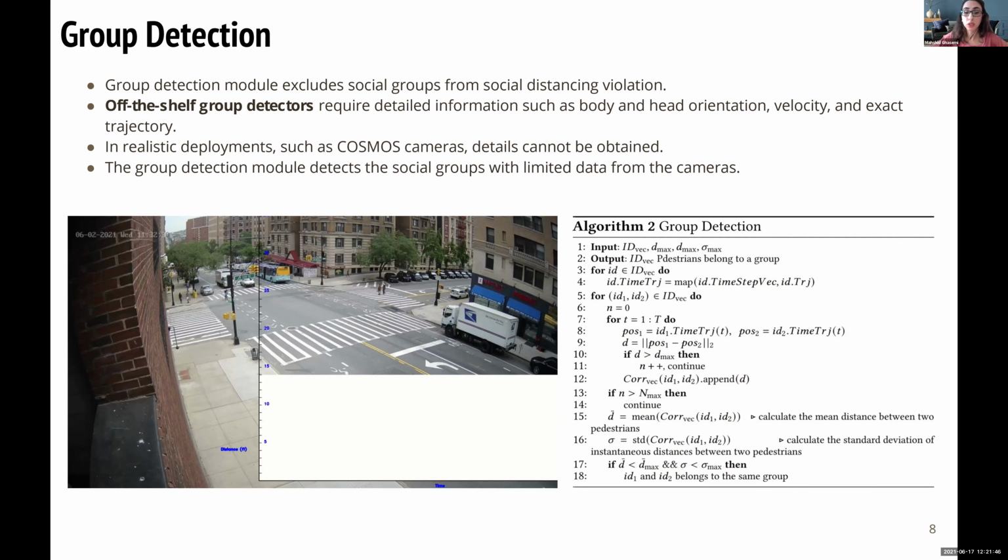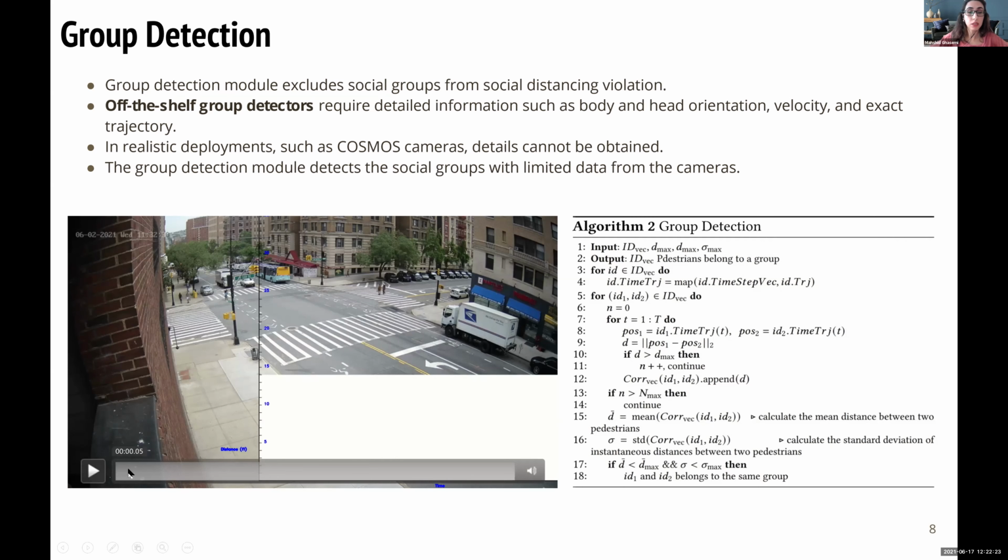Therefore, we design a group detection algorithm that detects the social groups with limited data that can be obtained from the Cosmos cameras. Essentially, the main idea of this group detection algorithm is to keep track of the distance between each two pedestrians, and the two pedestrians are announced to be in a single social group if these three conditions hold. Average distance is less than a threshold. The standard deviation of the distance is also less than a specific threshold, and they are moving in the same direction.